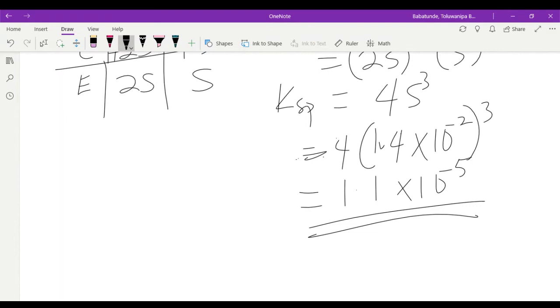So this is how we solve problems that involve molar solubility and Ksp. I hope this is going to help us to solve as many problems as we can lay our hands on.